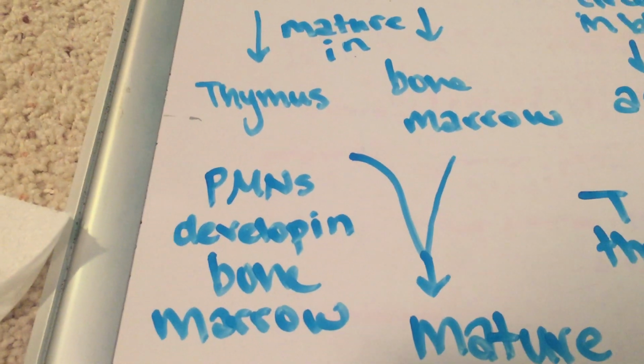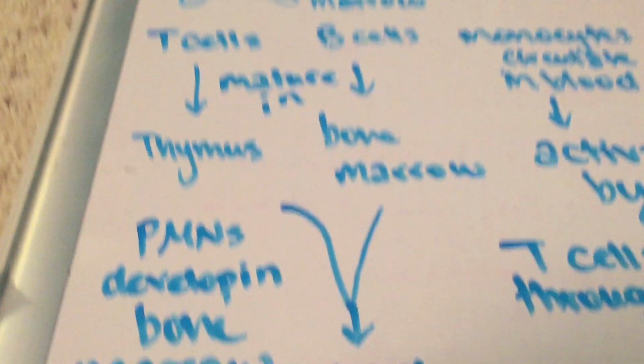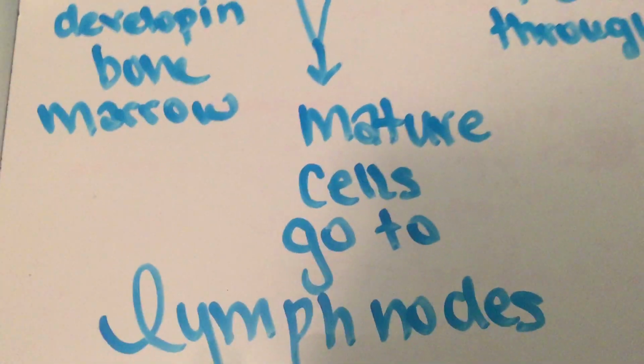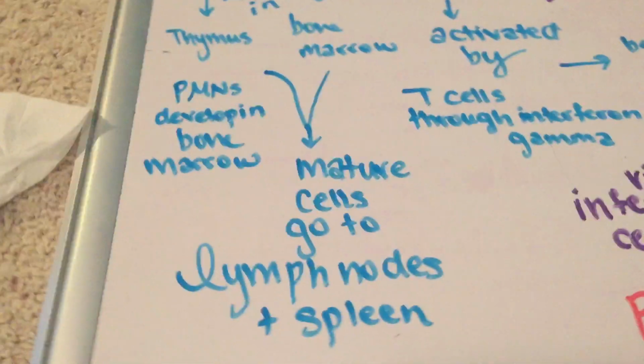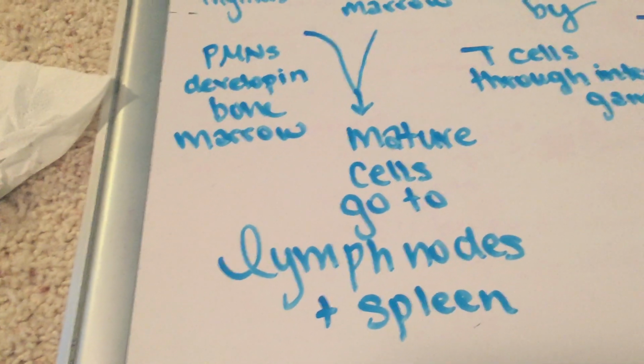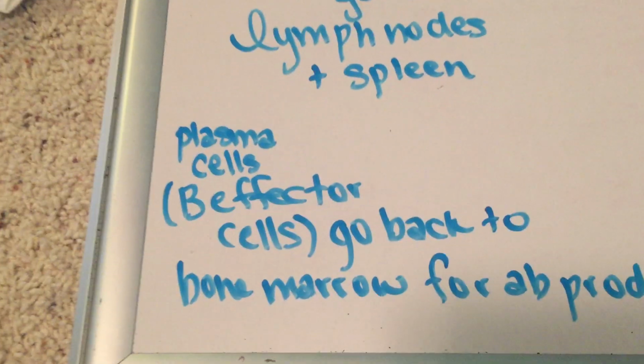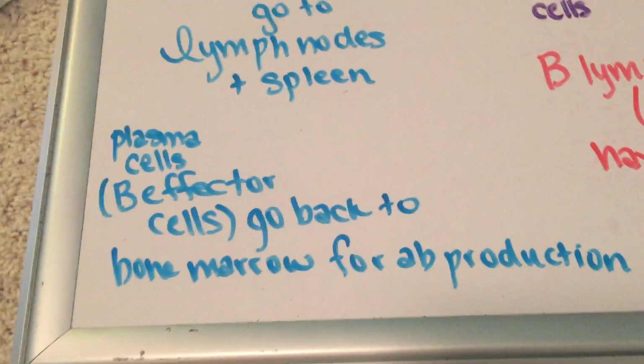PMNs develop in the bone marrow as well. And when T cells and B cells mature, these mature cells go to lymph nodes and spleen, as well as other lymph organs. Plasma cells, or B effector cells, go back to the bone marrow for antibody production.